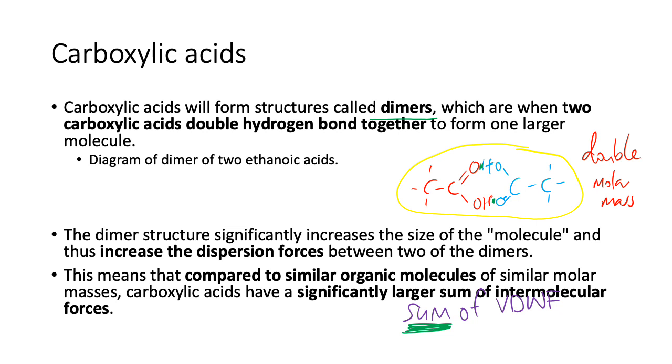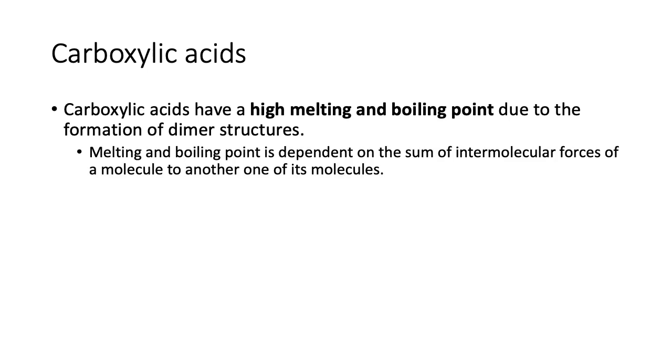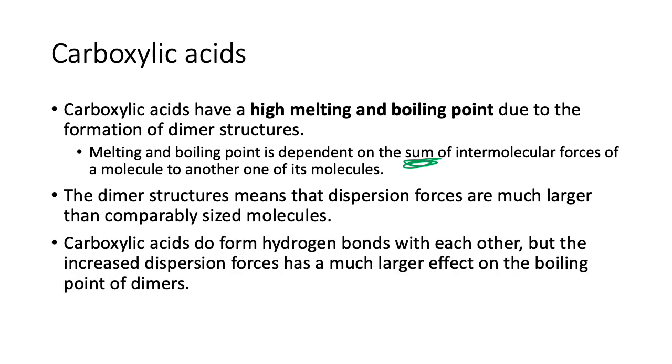So let's go through that. So carboxylic acids have a high melting and boiling point due to their formation of their dimer structure. Okay, so they have a much greater sum of intermolecular forces. Right, dispersion forces are much larger than comparable sized molecules. Okay, because effectively you're doubling the size of the thing. Carboxylic acids do form hydrogen bonds with each other, but the increased dispersion forces has a much larger effect on the boiling point of dimers.